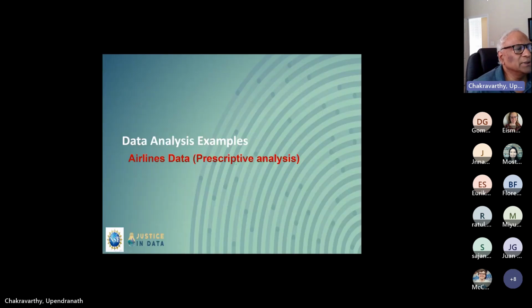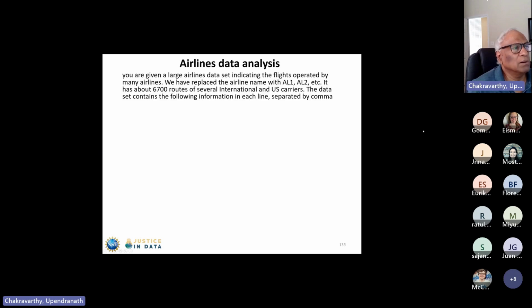The second one is more about prescriptive analysis, to give them a taste of how this analysis differs from the previous one. So we gave them airlines data, a little bit older, that was available. They're given large airlines data indicating the flights operated by many airlines. Purposely, we anonymized the airline names, because we wanted them to find out which airlines they are. The data set contains the following information.